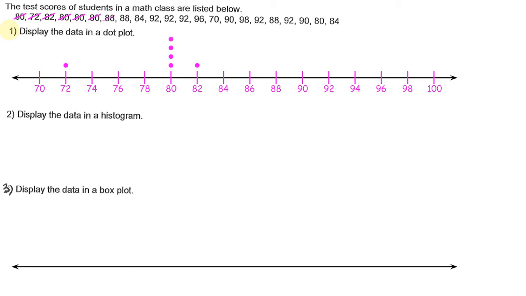And then there's 2, 88, so draw 2 more dots at 88. 84, cross off, draw a dot. 92, cross those off and draw 3 dots at 92. And then 96, cross off and draw a dot. 70, cross off and draw a dot. 90, cross off and draw a dot. 98, cross off, draw a dot. 92, cross off and do another dot at 92.